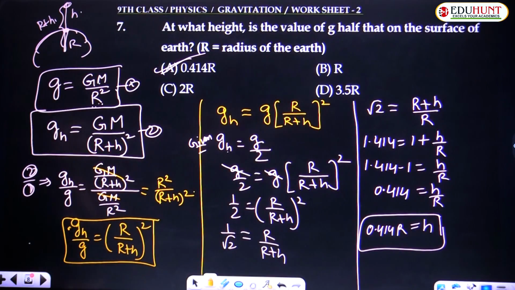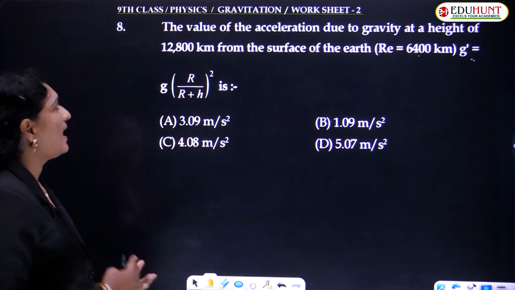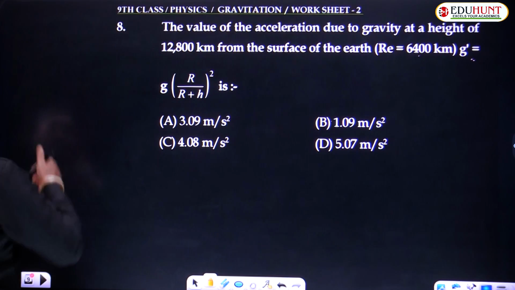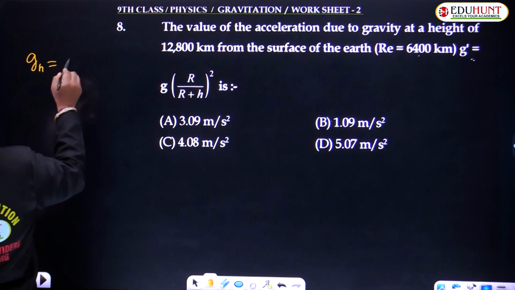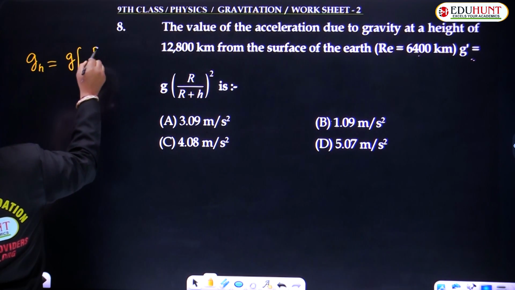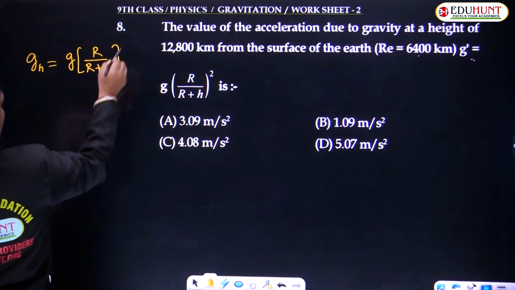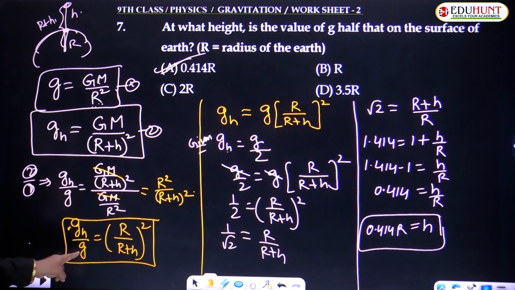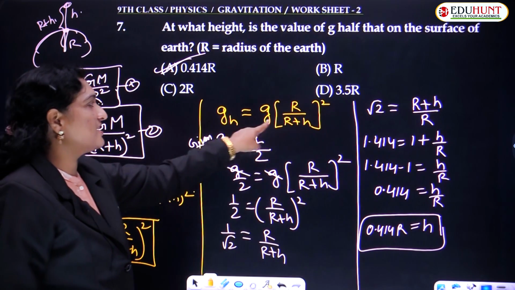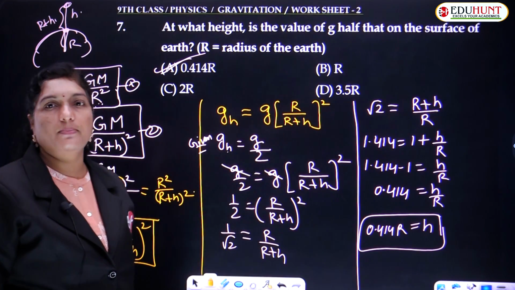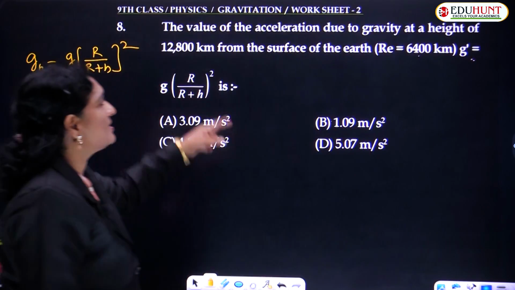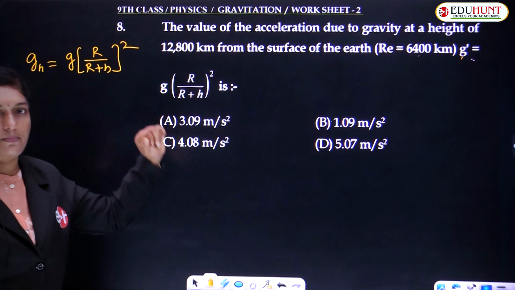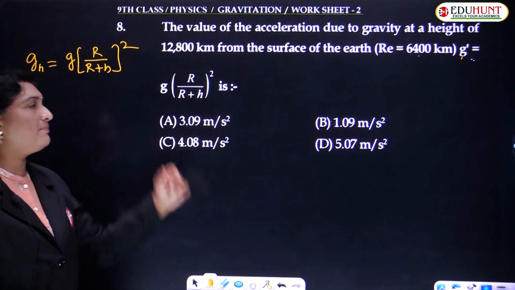Moving to the next question, children, question number 8. The value of the acceleration due to gravity at a height of 12,800 kilometers from the surface of the earth is. Directly you can take the formula as we have derived earlier: gh is equal to g times (R by R plus h) whole square. Even here they gave the same formula. Instead of gh, they consider it as g dash, equal to g times (R by R plus h) whole square.